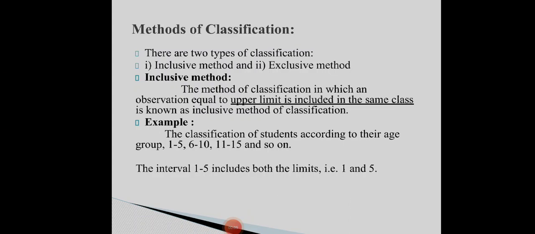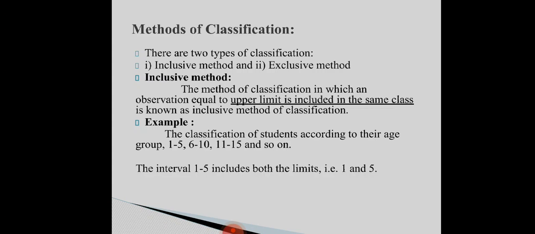So we are going to study methods of classification. There are two types of methods of classification. First one, inclusive method. The method of classification in which an observation equal to the upper limit is included in the same class is known as the inclusive method of classification.